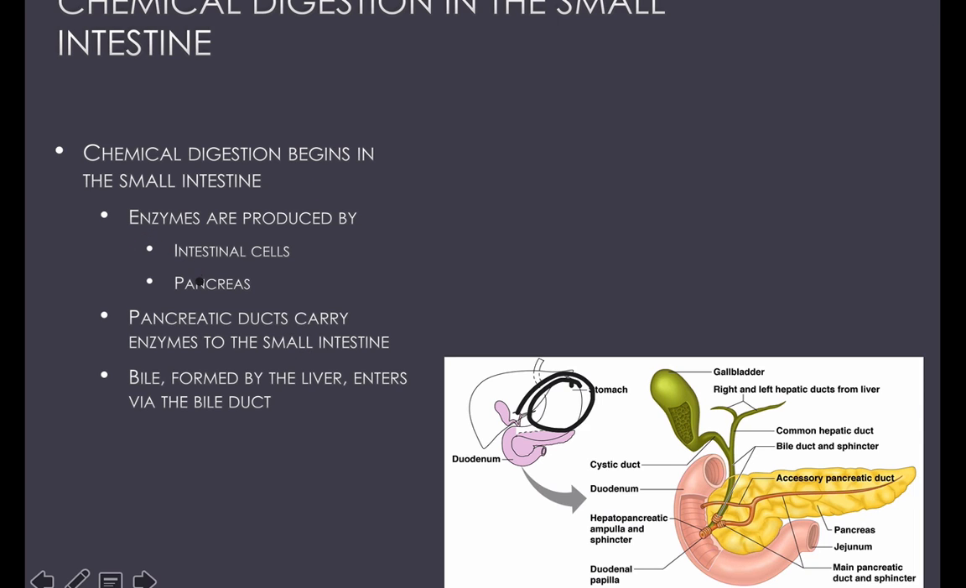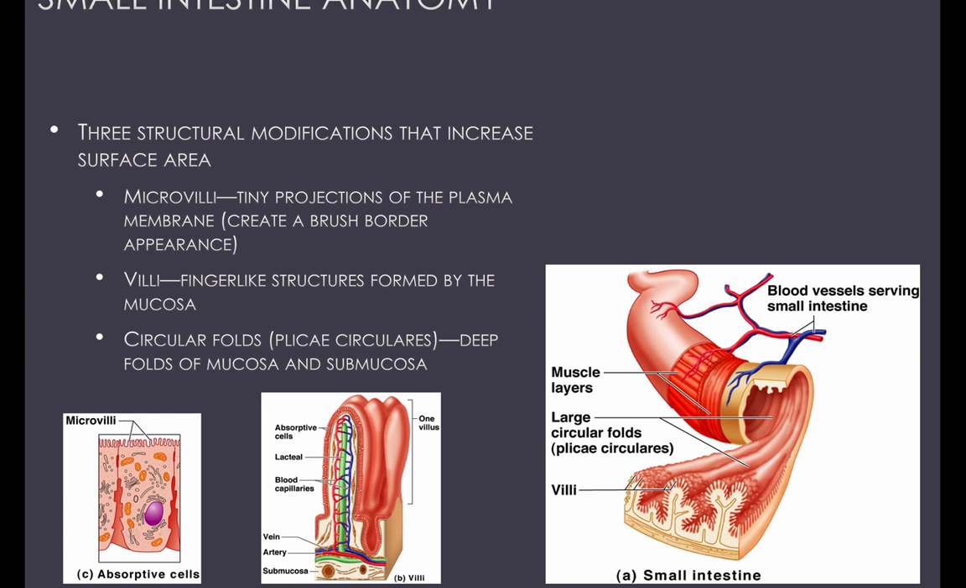So you have some enzymes that are produced by intestinal cells, as well as the pancreas. The pancreas is going to secrete some of its hormones and enzymes directly into the small intestine. The pancreatic ducts are going to carry enzymes to the small intestine, as well as bile. Bile is formed by the liver, and it enters through the bile duct. Bile is just to emulsify fat. Bile helps to break down fat.